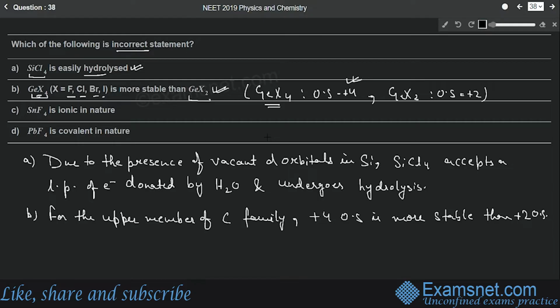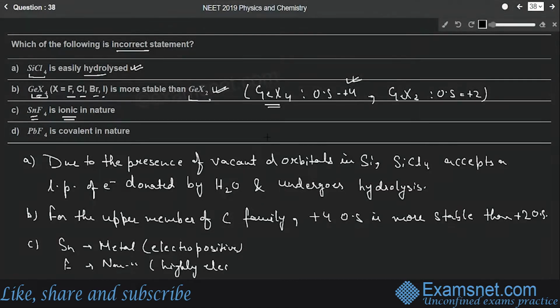Now we come to the third one. It says tin tetrafluoride is ionic in nature. Okay. So we know that tin is a metal. Tin is a metal. That means it is electropositive in nature, right? Whereas fluorine atom is highly electronegative. Okay, so this is a non-metal and this is highly electronegative.